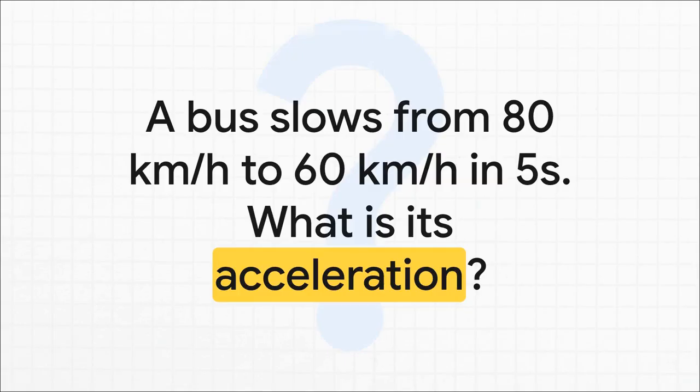Okay, quick pop quiz. A bus slows down from 80 kilometers per hour to 60 in 5 seconds. Using what you know, what's its acceleration? And I'll give you a hint. Watch your units. You'll probably want to convert to meters per second first.